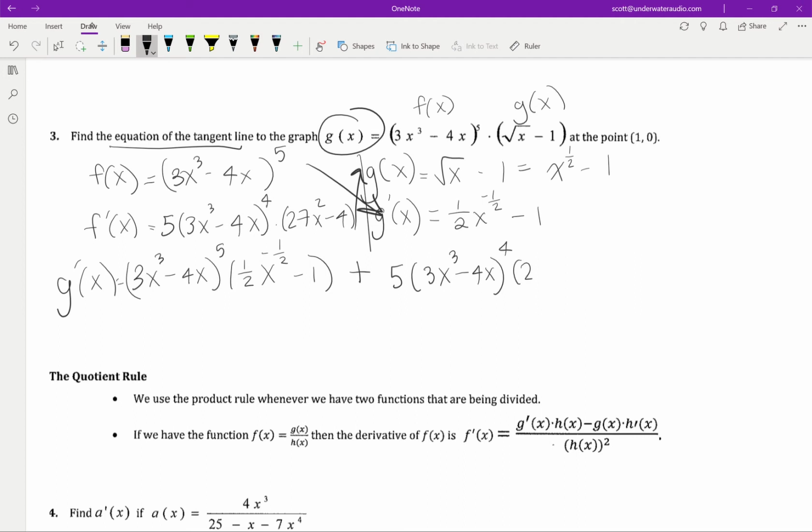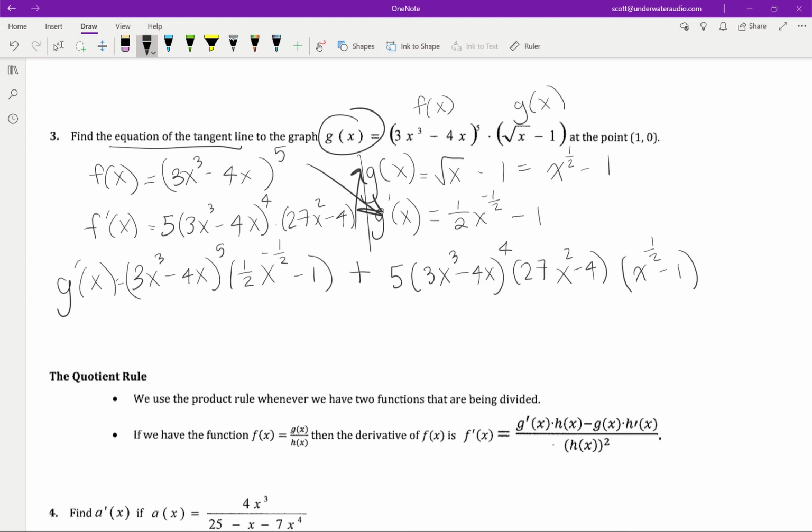times 27x squared minus 4. And then all of this is going to get multiplied by g of x, which is x to the 1/2 minus 1. Okay, so this is horrific. Like, I really hope when we plug something into this that it's an easy problem. So it says find the equation of the tangent line to the graph g of x.